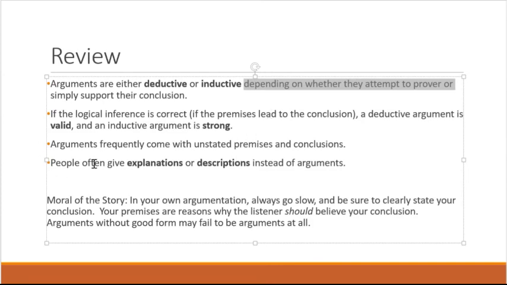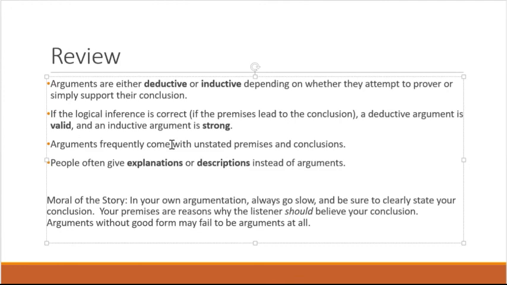We learned these two terms, valid and strong, and these refer to the same idea, but they're related to deductive and inductive respectively. So which type of argument do we say is valid? Which one, deductive or inductive? Deductive, right? Valid refers to deductive, strong refers to inductive, and they both tell us whether or not the conclusion is supported by the premises, if the premises are true.